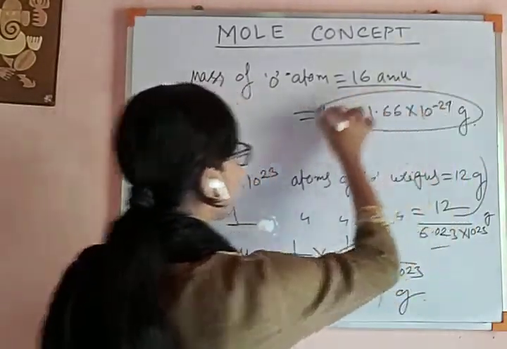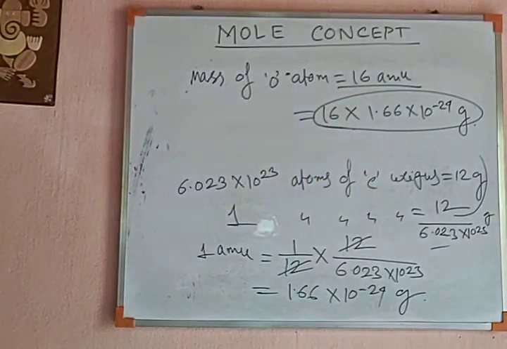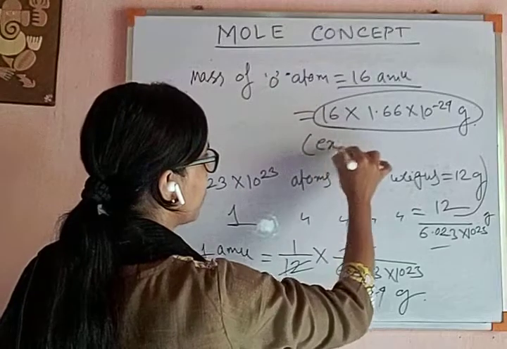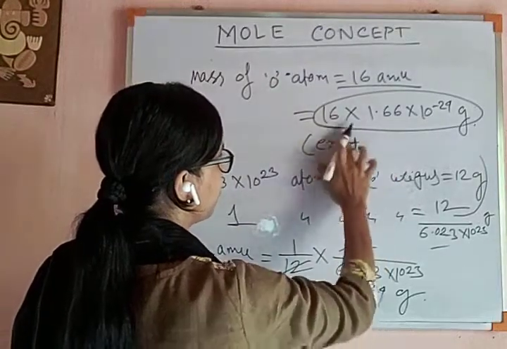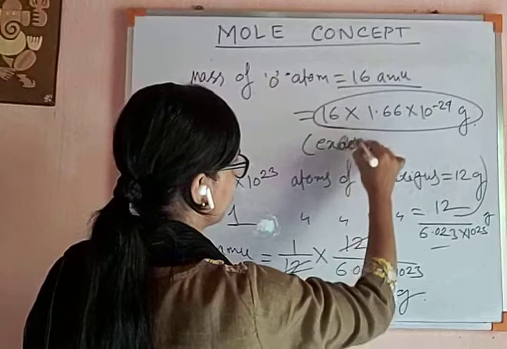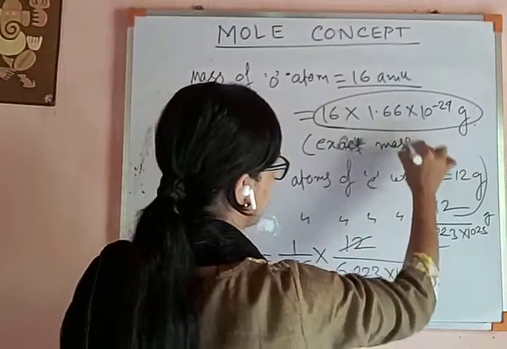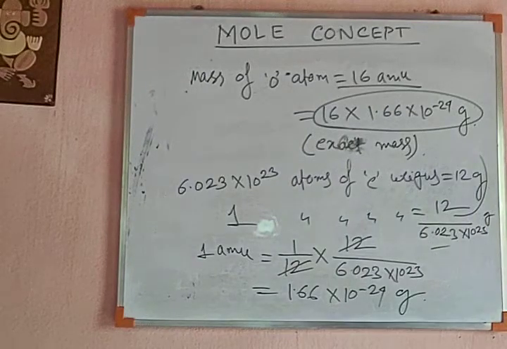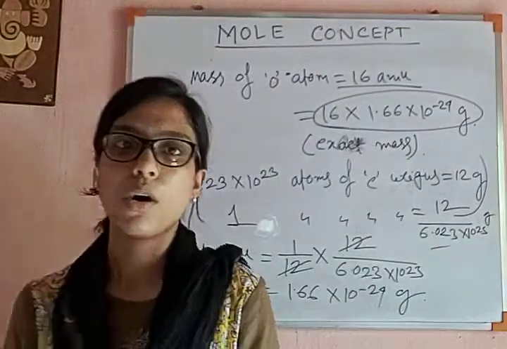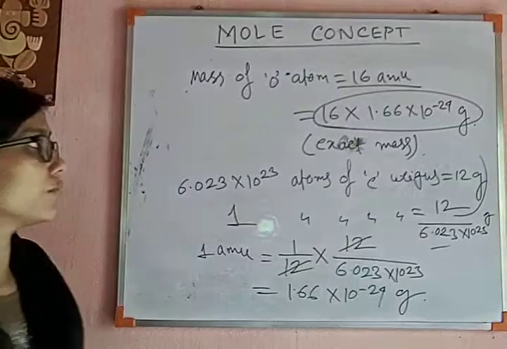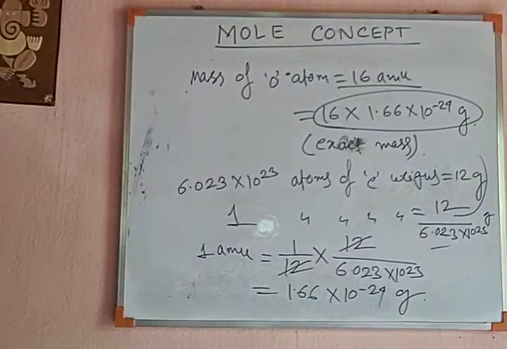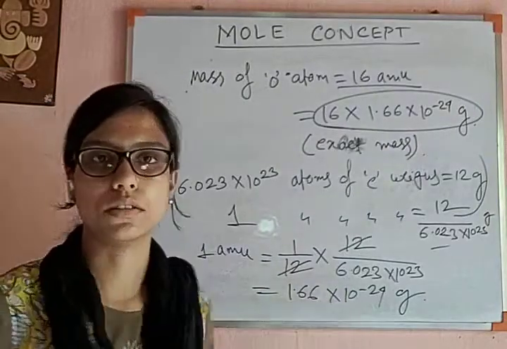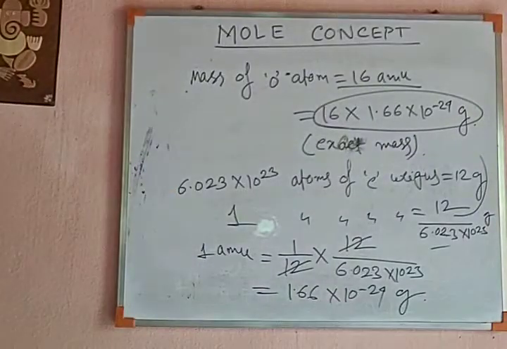And when we are converting this AMU, atomic mass unit, to the unit of gram, it is called the exact mass. So exact mass of an atom or exact mass of a molecule, we can find it by multiplying the atomic mass unit with this factor. Okay, exact mass can be obtained by this.